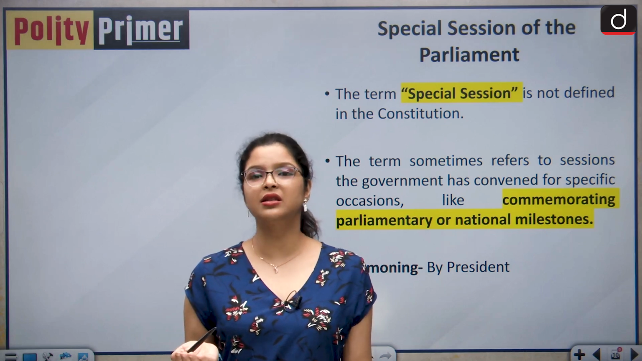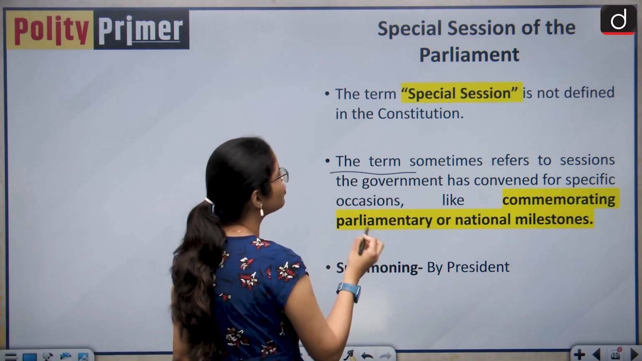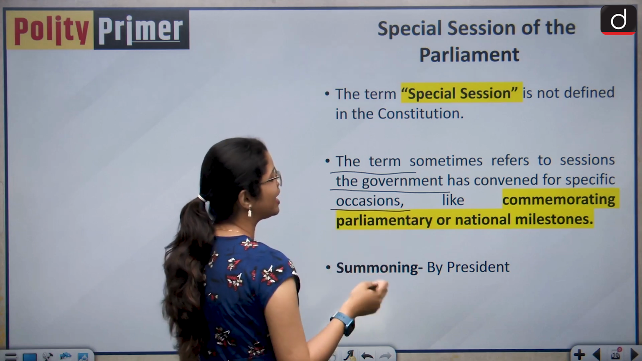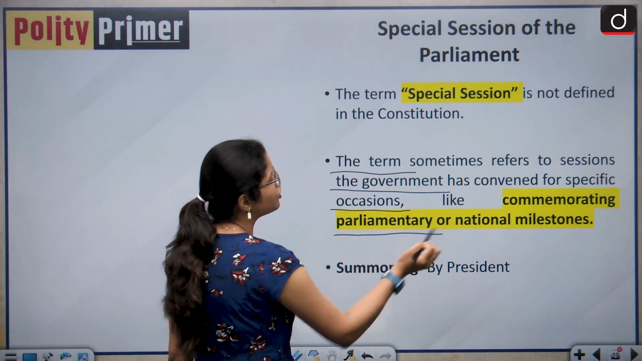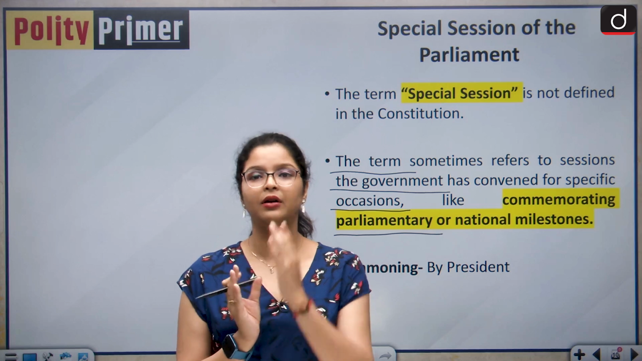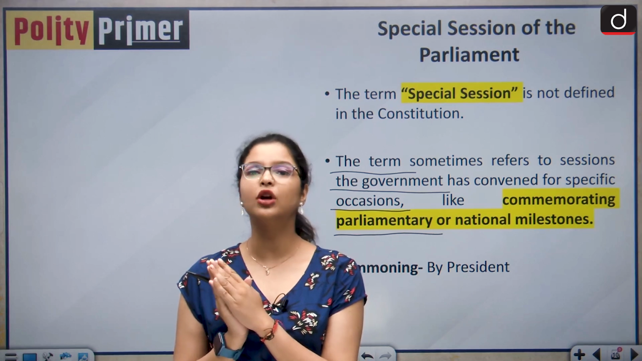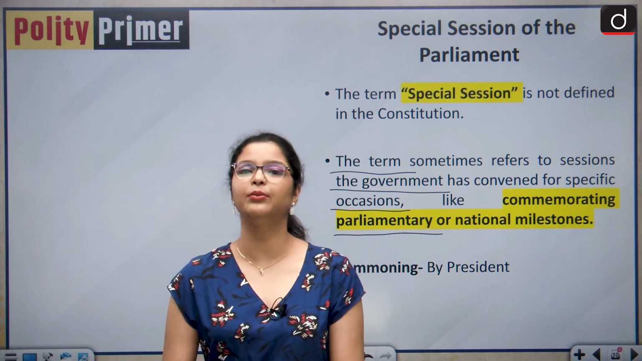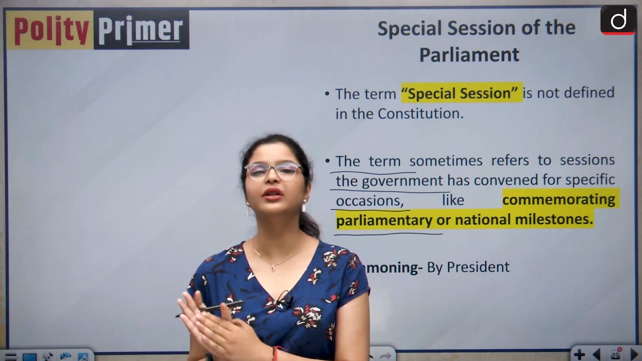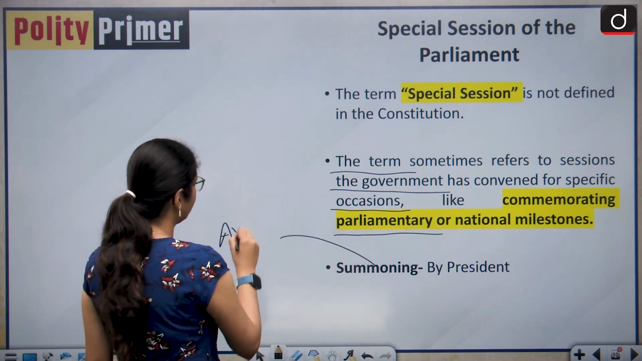In very layman language, the term sometimes refers to sessions of the Parliament that have been convened for special occasions like commemorating parliamentary or national milestones. So if we want to celebrate something, or historically remember something, or commemorate our national or historical milestones, a special session can be convened. So who has the power to summon this special session of the Parliament? If we talk about the summoning, the President has the power under Article 85.